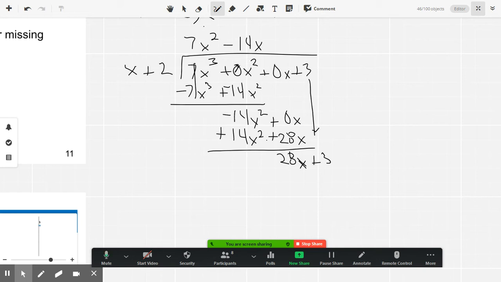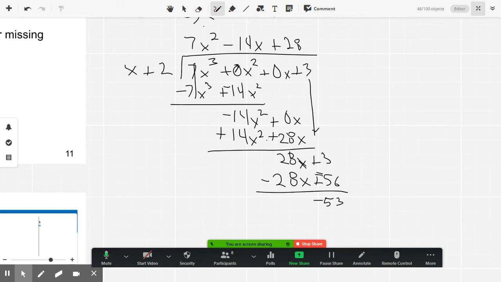All right, and then x times 28 is 28x. So that would be 28x plus, what's 28 times 2? 56. Change the signs. Now this time I do have a remainder. So that's going to be negative 53.